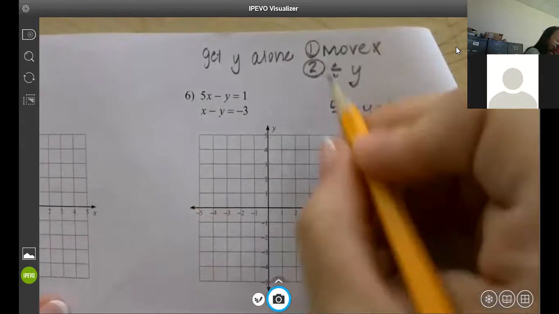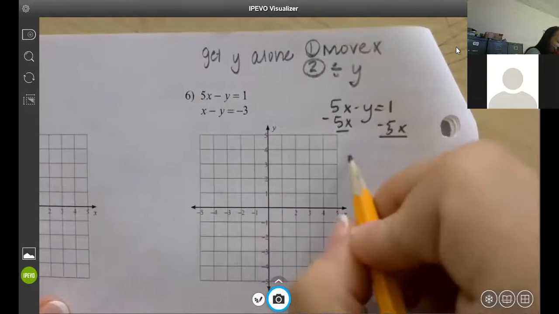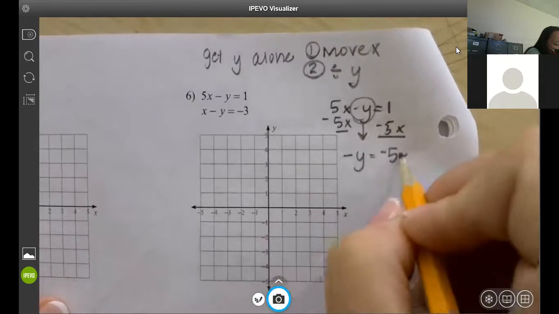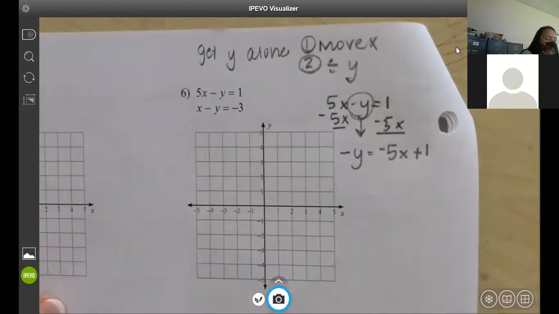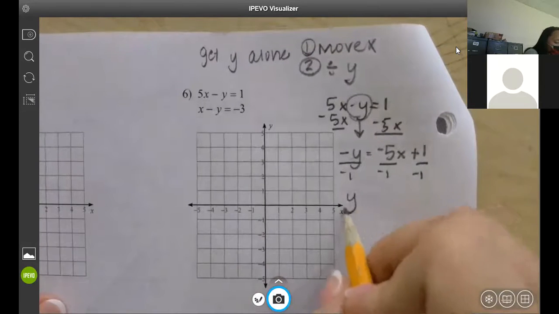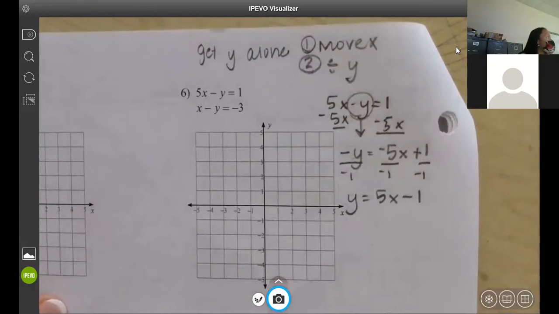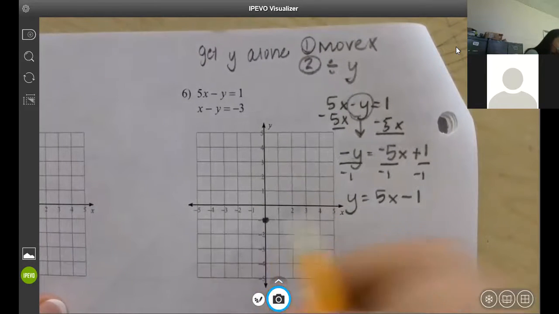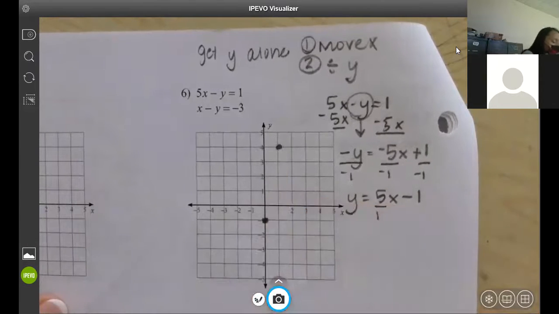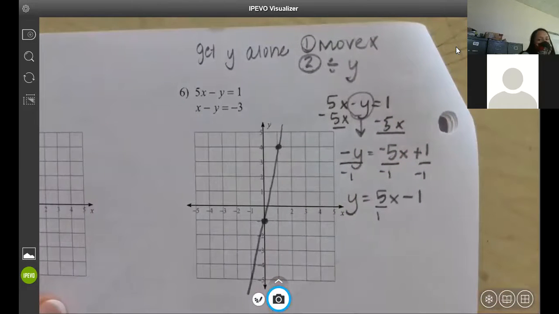So 5x minus y equals 1. We're going to move our x, so we have to subtract it. Bring down your whole negative y, and you get negative 5x plus 1. And then we have to divide the number with y, so divide by negative 1. So our new equation is positive 5x minus 1. That's the first one I'm going to graph. So start at negative 1. We're going to go up 5 and over 1. So it's kind of like this.